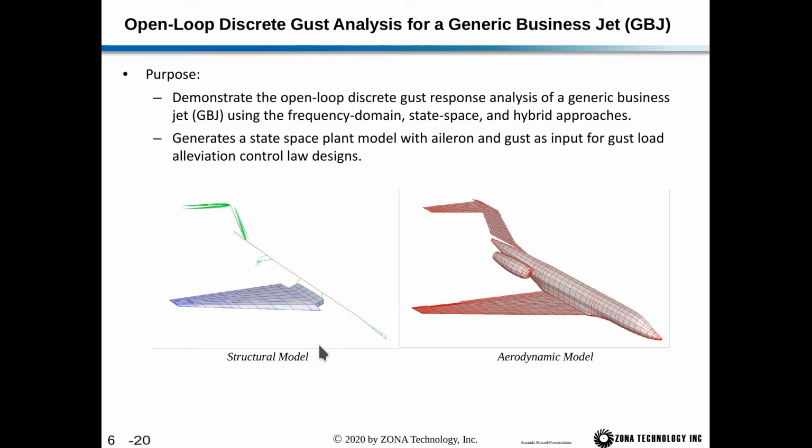So this is the structure model on the left. For the fuselage, we have just a simple beam model. And then for the wing, we have a more detailed wing box. And then our engine and tail are just connected to the fuselage here.